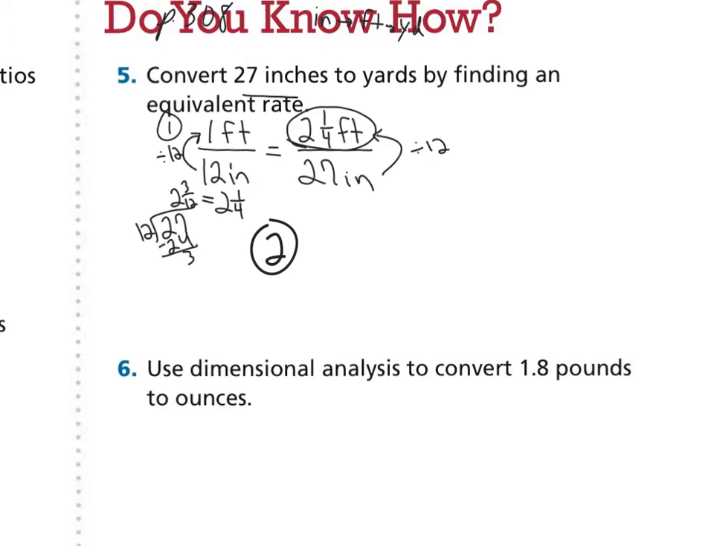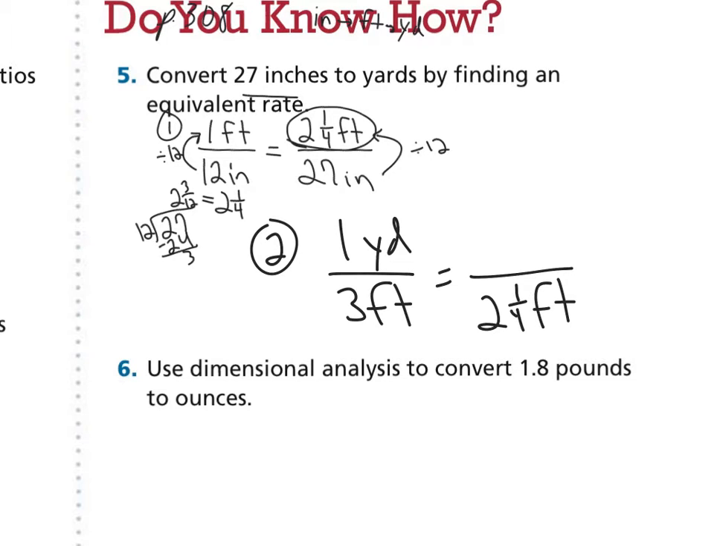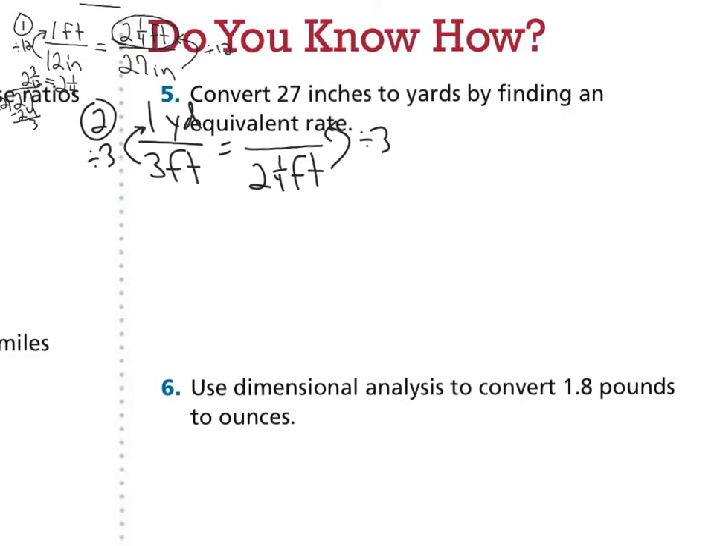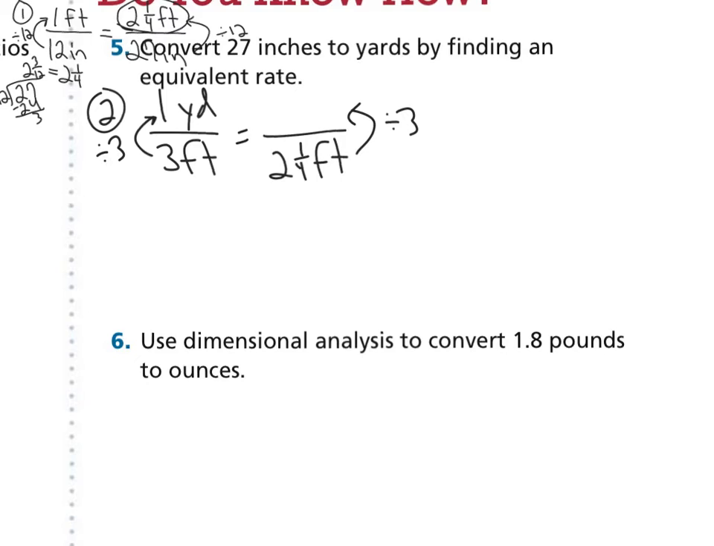And now that we have that, we know 1 yard is 3 feet. So if we have 2 1/4 feet, again, this is not a good pattern to go from 3 to 2 1/4, but we can go up and down as well. Going from 3 to 1 would be dividing by 3. So if you take 2 1/4 divided by 3, that's going to give us our answer.